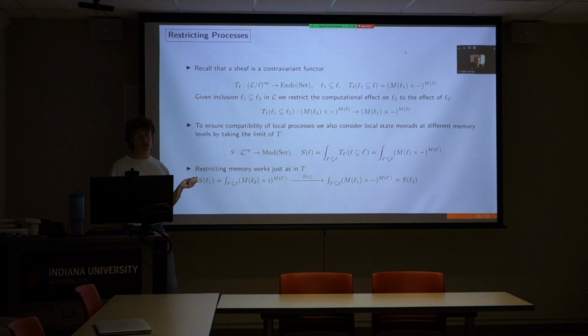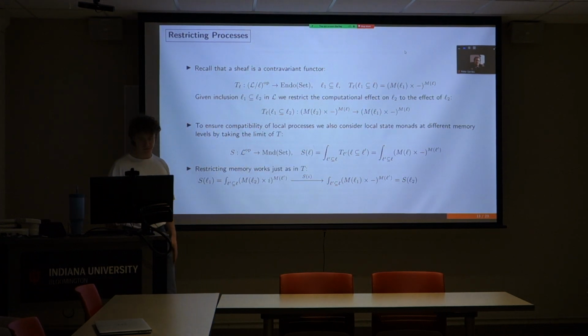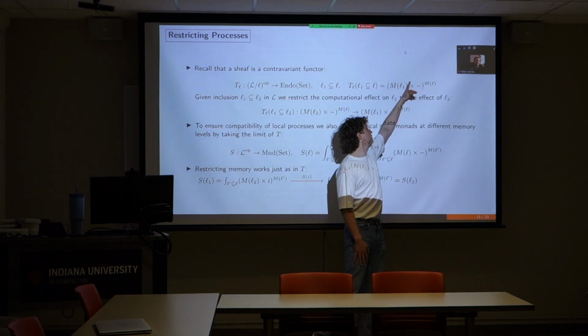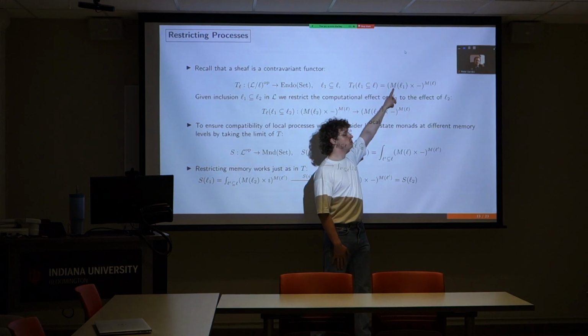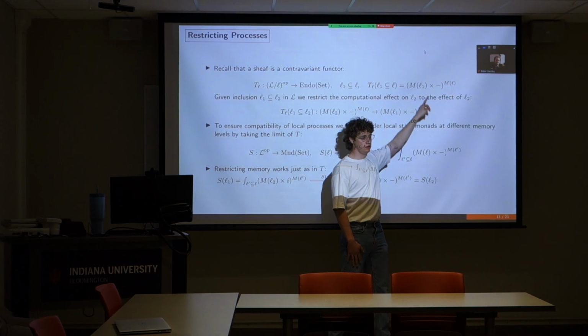And in order to restrict it, it can take an inclusion morphism from the smaller memory L1, and then maps it to a mapping from the global memory to a new memory configuration that's only defined on a smaller memory.